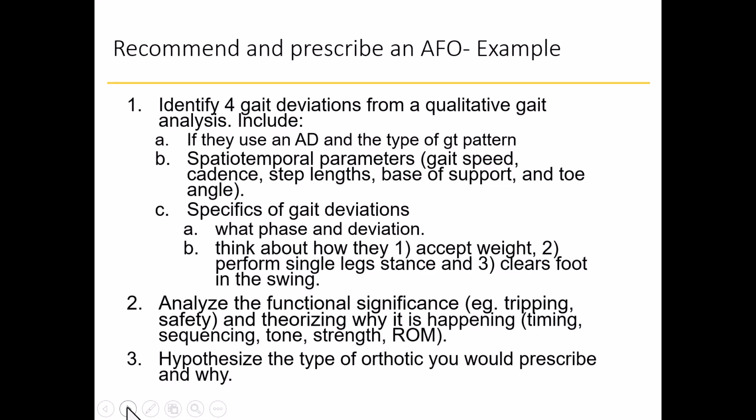So as we watch the last slide, we're going to try to recommend and prescribe an AFO for a patient. So we're going to identify some gait deviations. First we're going to look at whether they use an assistive device and what type of gait pattern. We're going to look at the spatiotemporal pattern: gait speed, cadence, step length. And then we're going to look at the gait deviations and think about how they accept their weight, and if they can perform single leg stance and clear. We're also going to analyze the functional significance of this and hypothesize what we would like to prescribe.